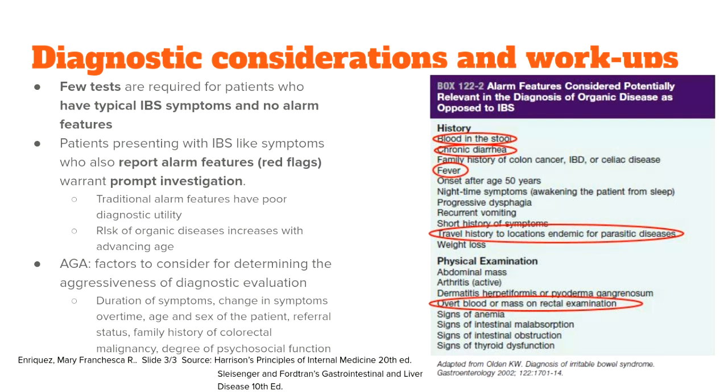Yes, Doc. So the alarm features consist of the following characteristics present in the patient. For our patient, her history includes visualization of blood in stool and chronicity of diarrhea. She had low-grade fever, and she was said to have traveled to Bangladesh, which is associated with populations having a high degree of chronic diarrhea due to infectious causes. There's also the presence of overt blood or mass on rectal examination. So that's why for our patient in this case, there's a warrant for more investigation in order to exclude other organic causes because of the presence of such alarm features in the patient.